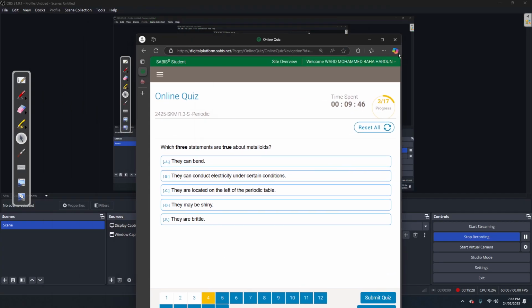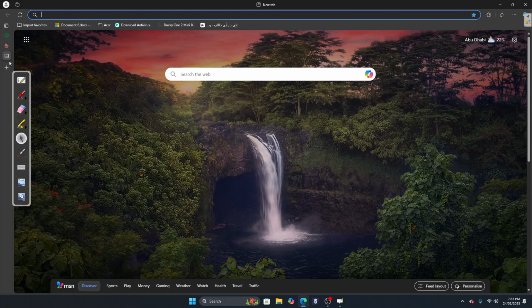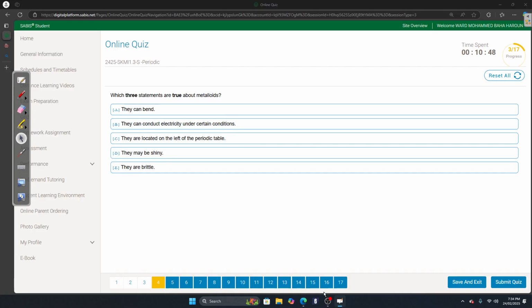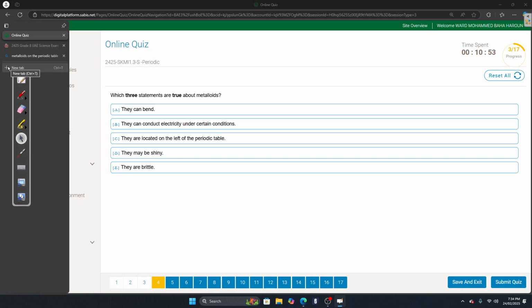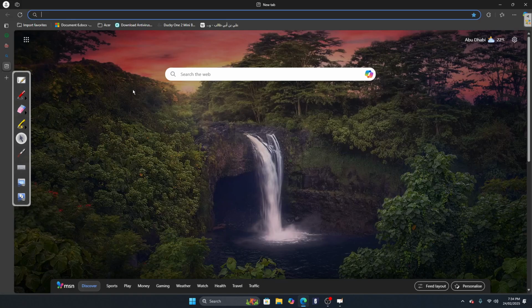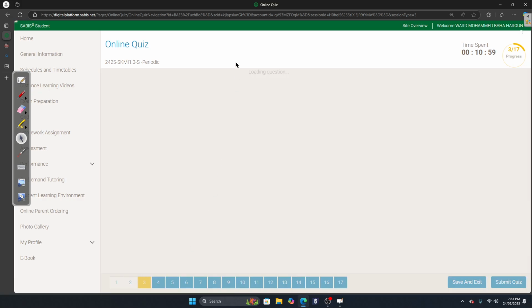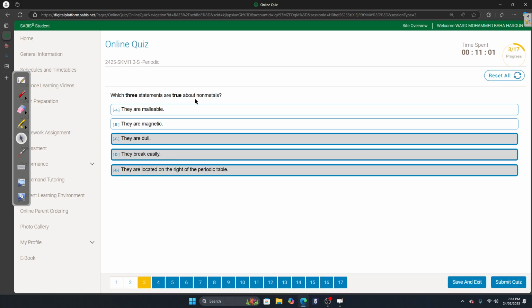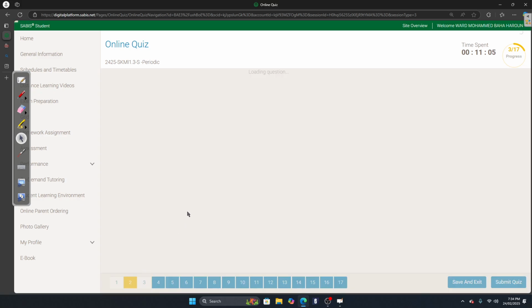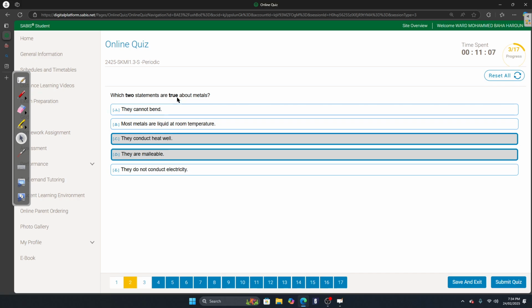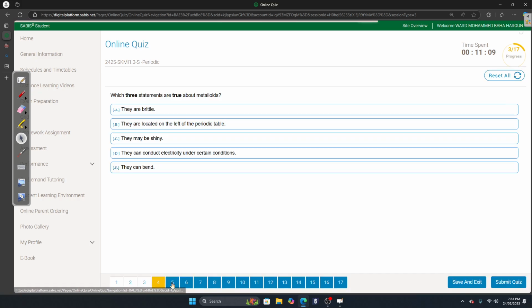Now for this one, metalloids. Metalloids are... Okay. Same thing happened then. Guys, non-metals they are dull, they break easy, they're located on the right of the periodic table. They conduct heat well. This is about metal. Metal is easy. Okay, let's talk about this.